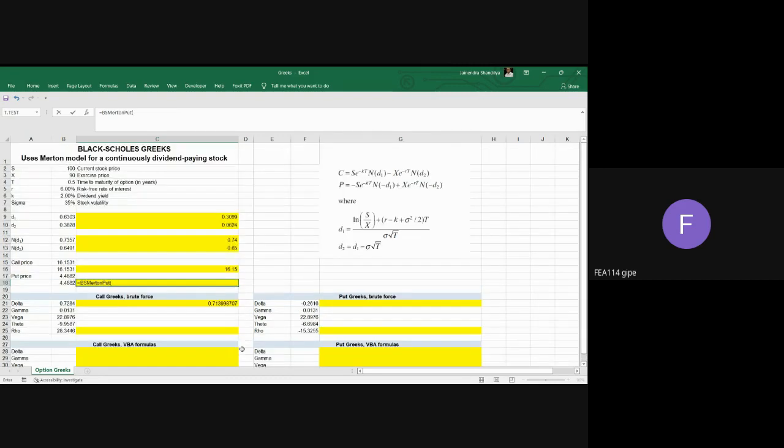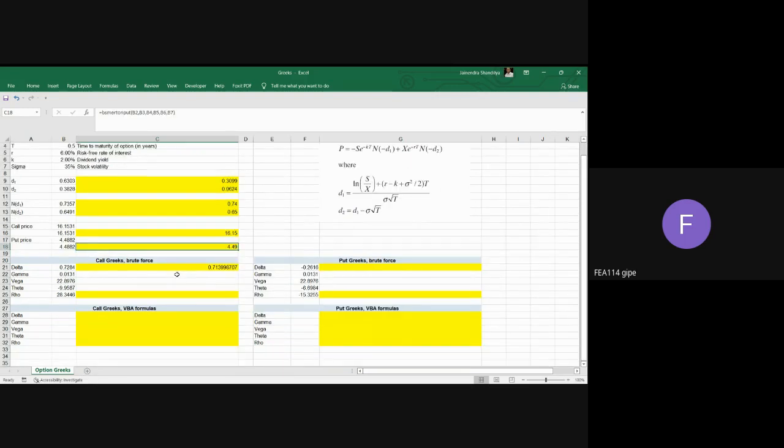Okay, and again the same sequence we'll use. First is the stock price, second is the exercise price, third is time to expiry, fourth is risk-free rate, fifth is dividend yield, and sixth is the stock volatility. I close the bracket and hit enter, and I got 4.49, which is the same as this put price.